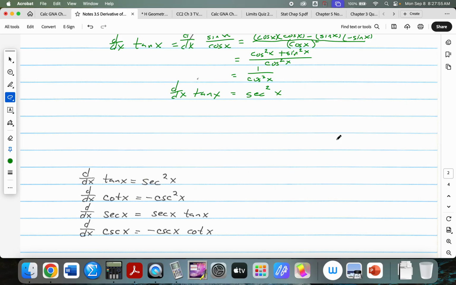In a like manner, we can find the other trig derivatives. The derivative of cotangent of x is negative cosecant squared. The derivative of secant turns out to be secant times tangent. And the derivative of cosecant of x is negative cosecant of x cotangent of x. One of the things to notice is that the derivatives of all the cofunctions are negative, or the opposite of.